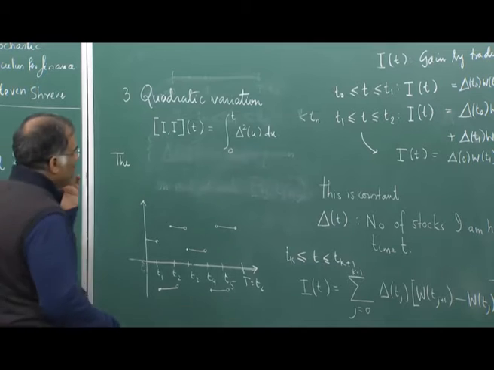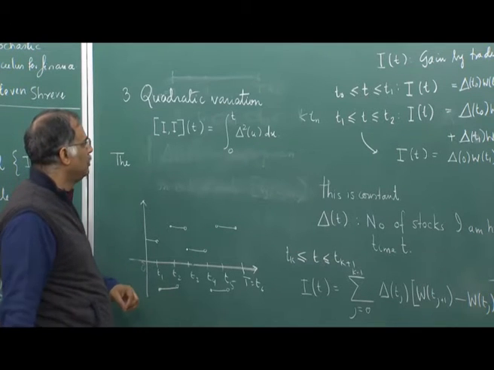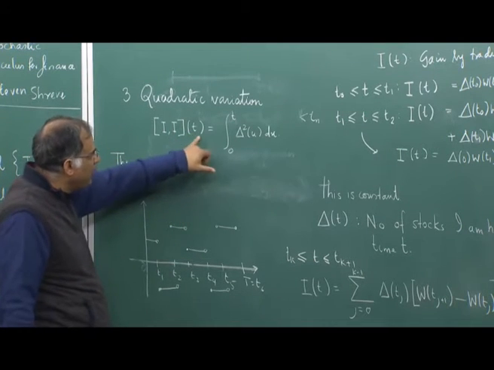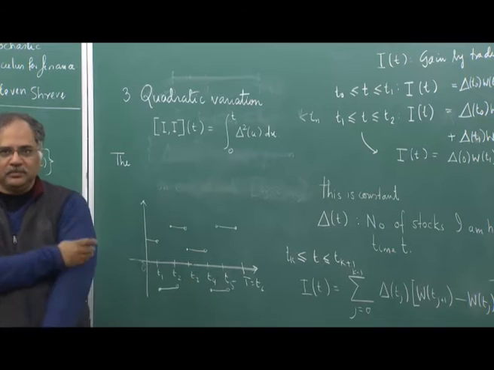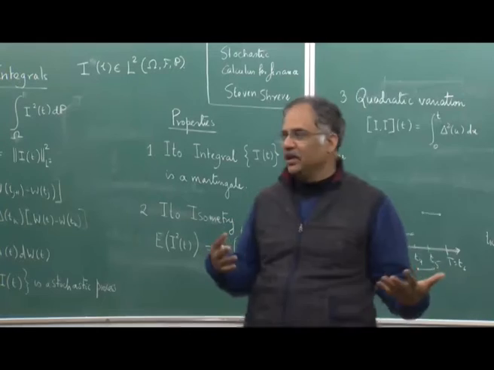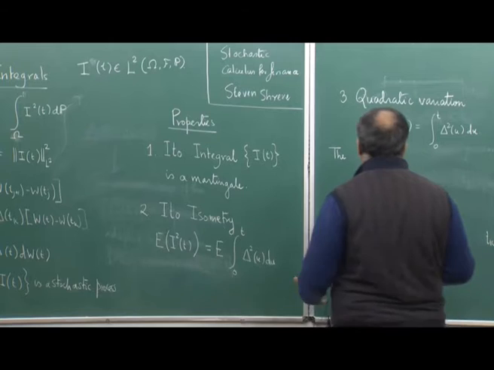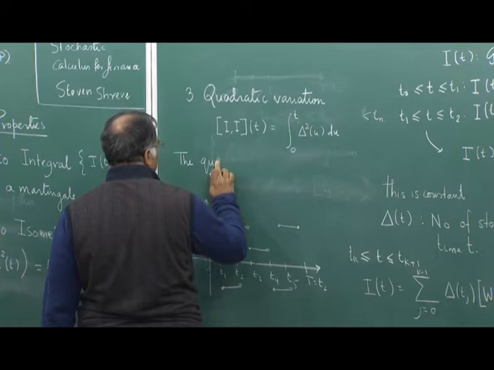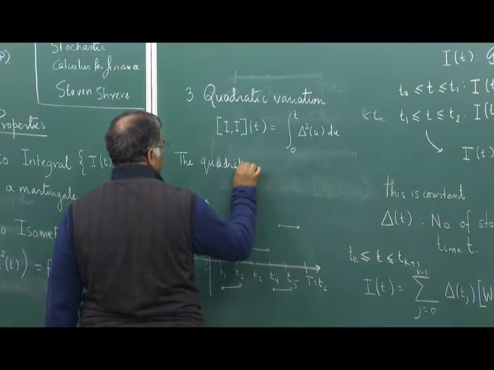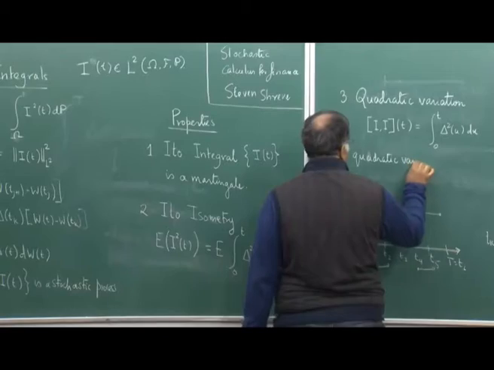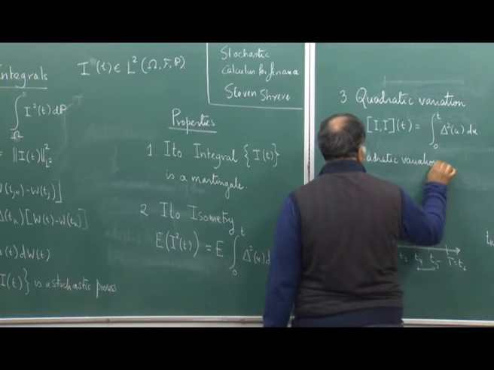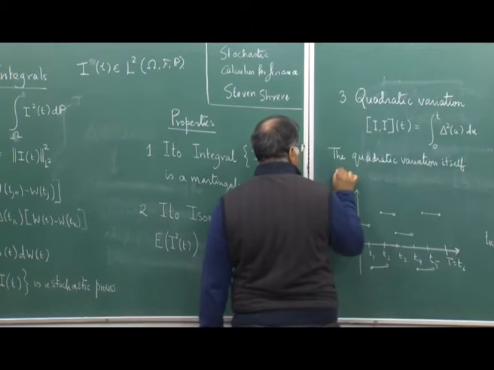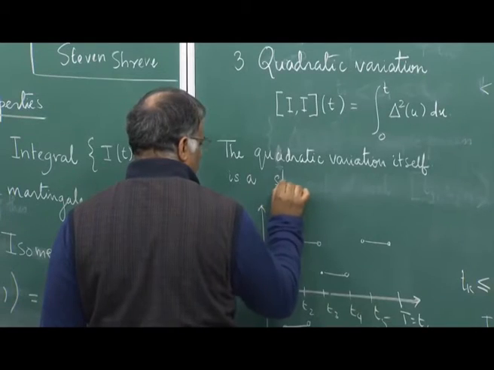So for every omega, whatever be your path, for a given t, this will be the answer. So it is path independent essentially. So the quadratic variation itself is a stochastic process.